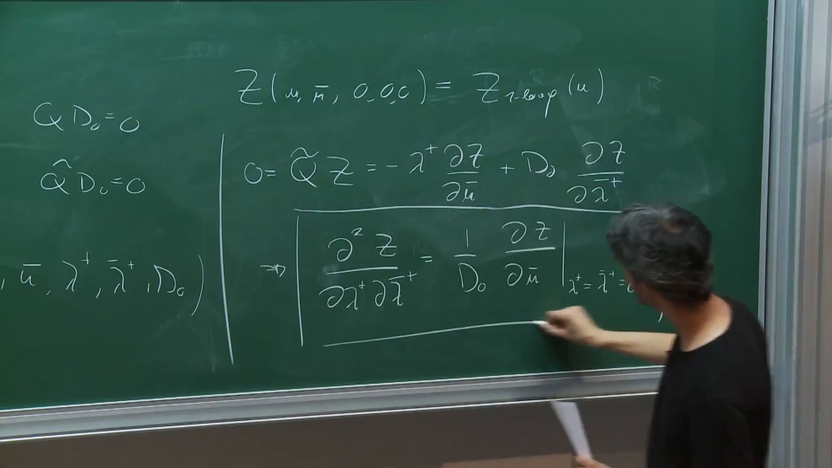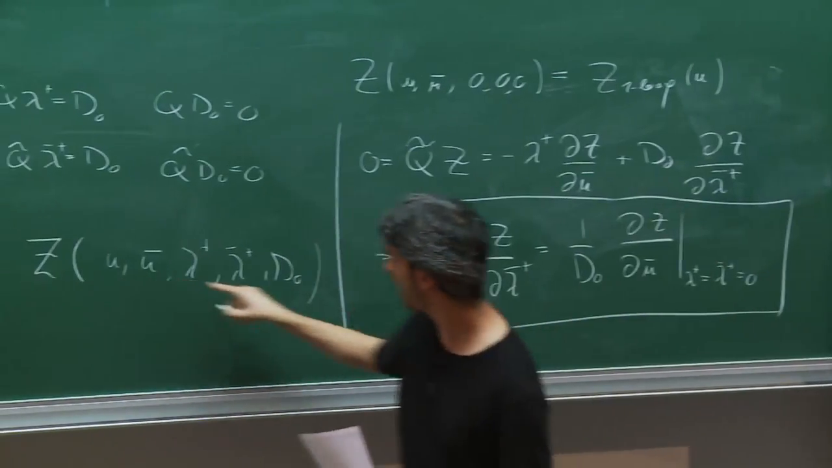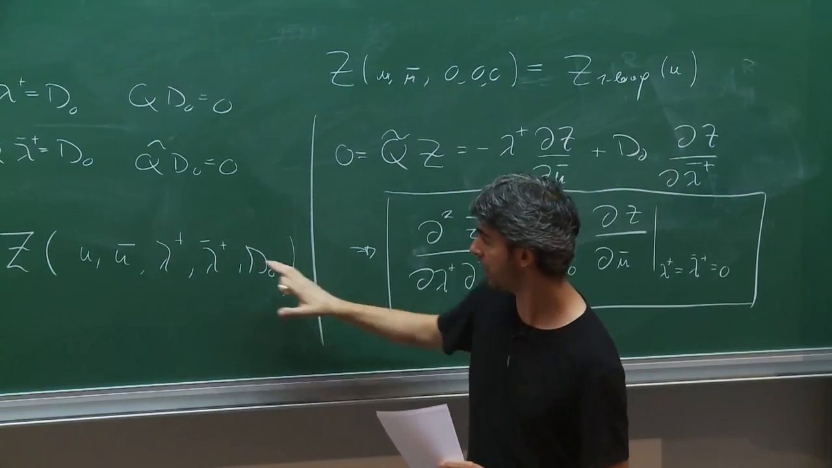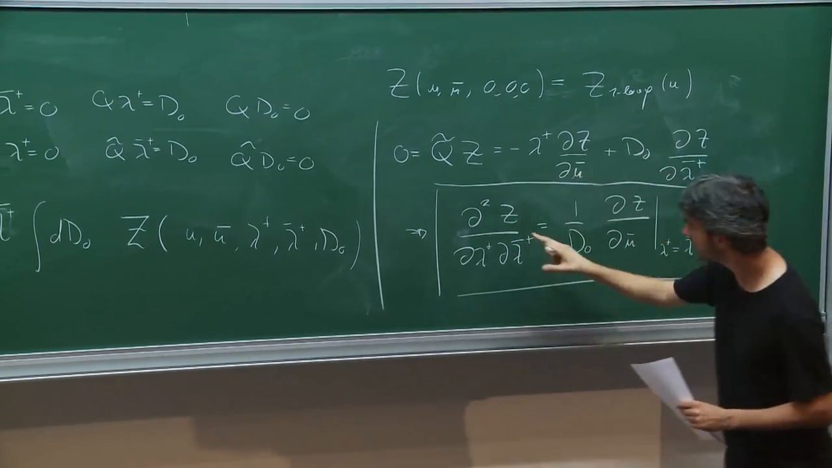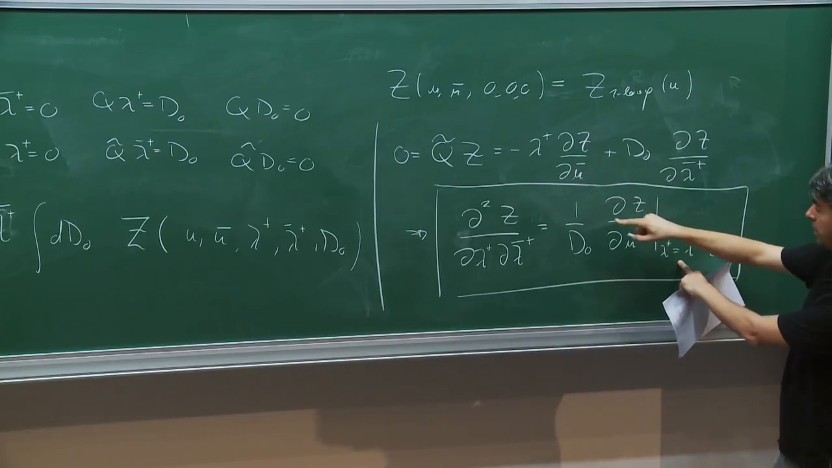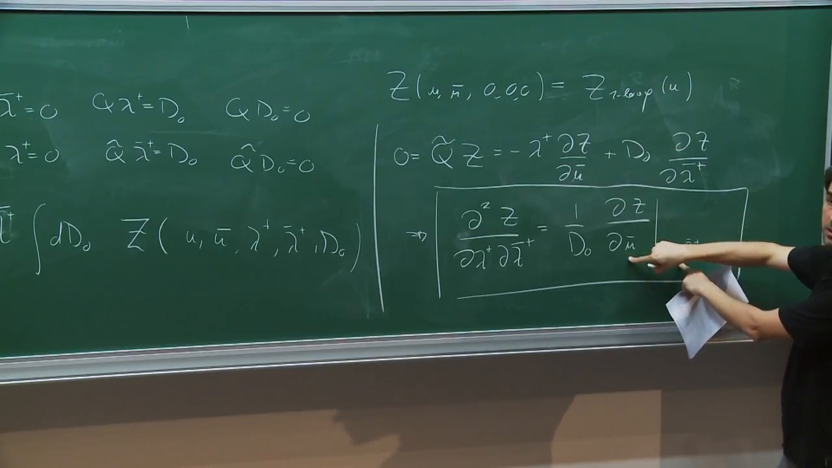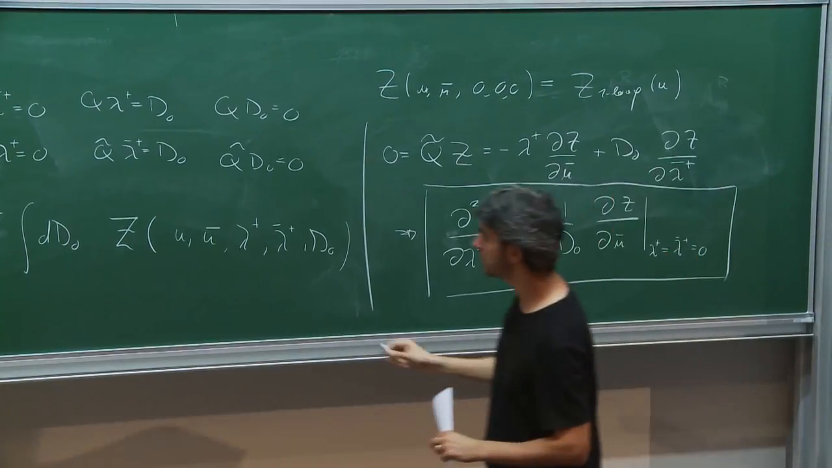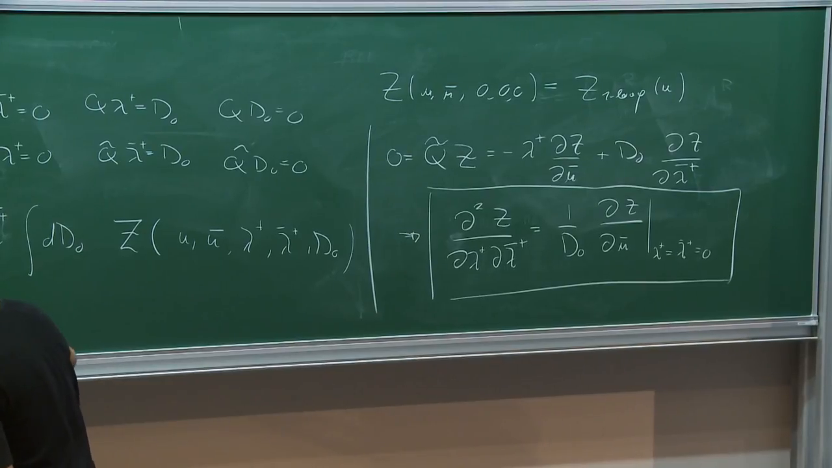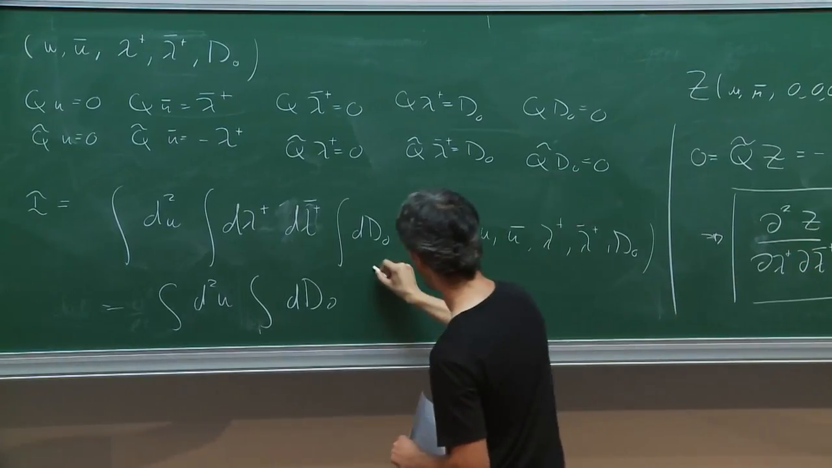And you see, this is precisely what we need. Because the object that contributes to this integral is precisely the second derivative. Right? It's not the first term in the expansion. It's the one that contains lambda plus and lambda bar plus. But this relation is telling us that this is related to the component that we know. Because this component here is the one at lambda plus equal to 0, but differentiated with respect to u bar. And so using this, we can write this as just the integral in d to u and the integral in d0 of this object here.